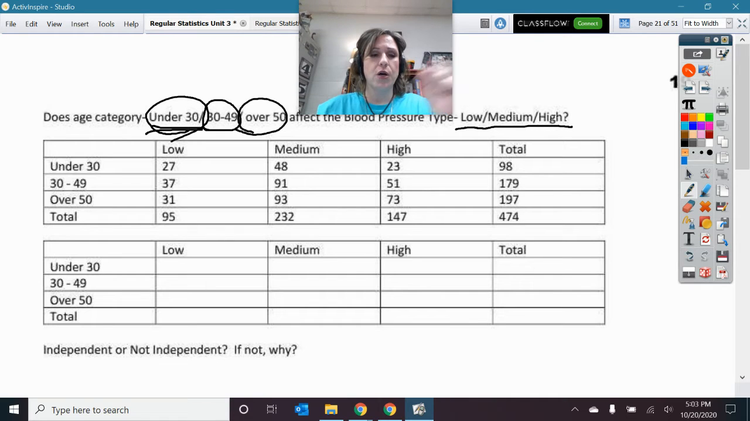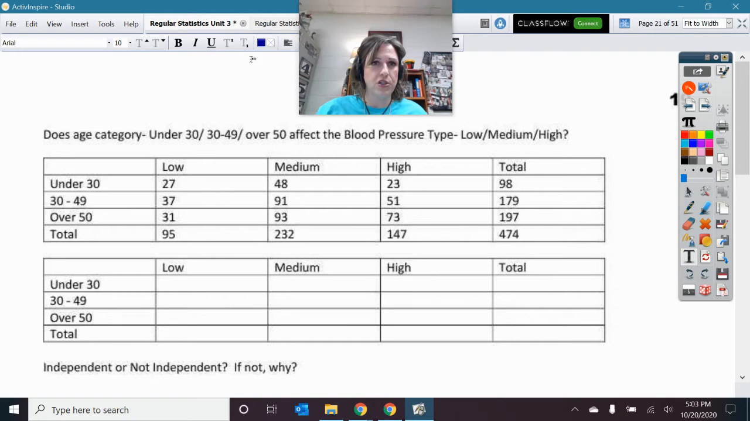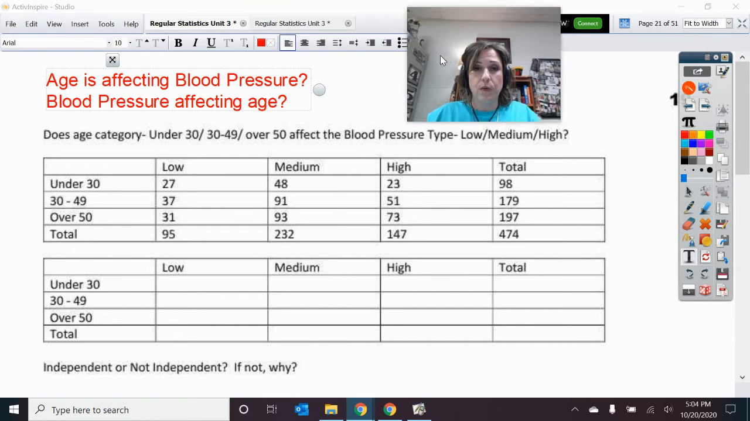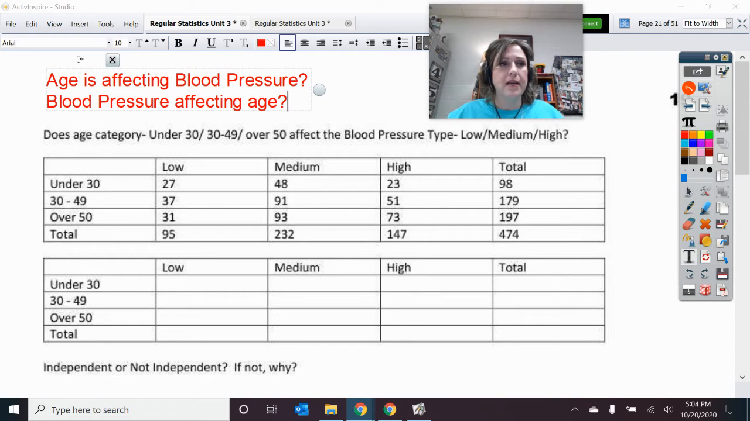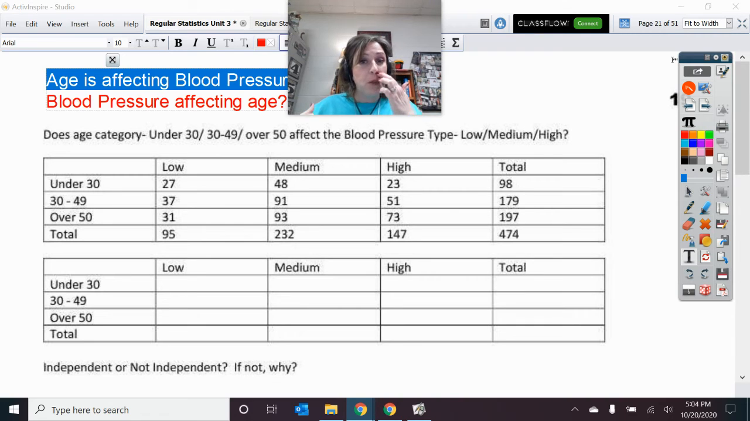Low, medium, or high? Okay, so first thing, which one of these two categories do you think is affecting the other one? So the question is, do you think that your age is affecting your blood pressure? Or do you think your blood pressure is affecting your age? Which one do you think that is? Well, hopefully you can see we think that age is going to be the one affecting blood pressure. So we think age is that explanatory variable, that thing that is driving the other one, the thing that could be explaining, and we're seeing if it is affecting the other one.